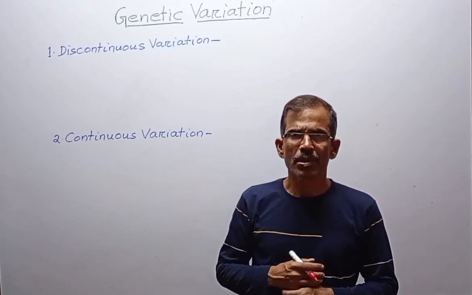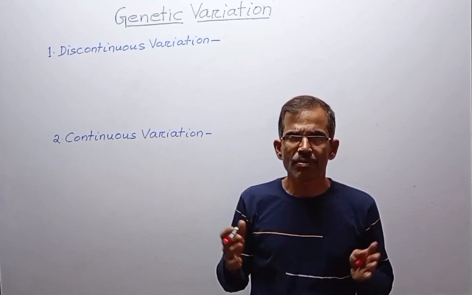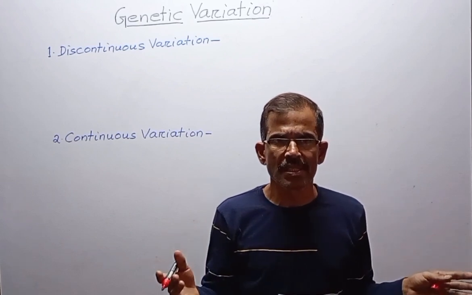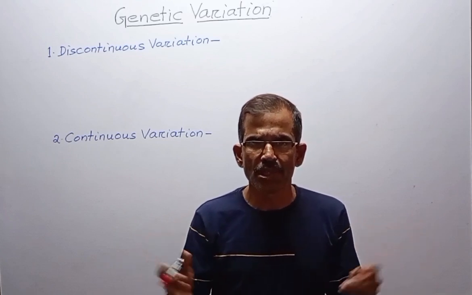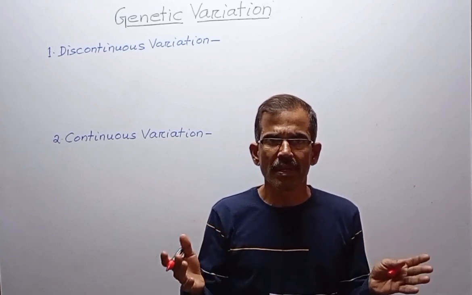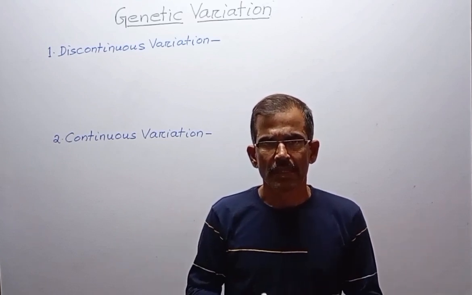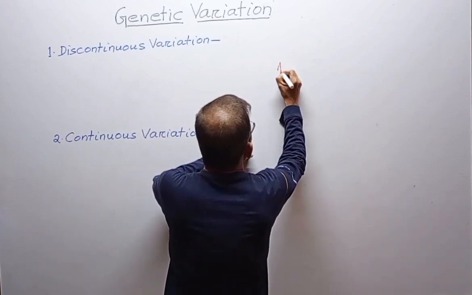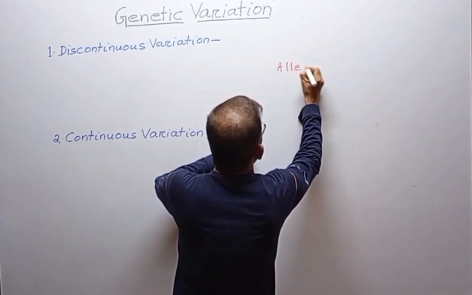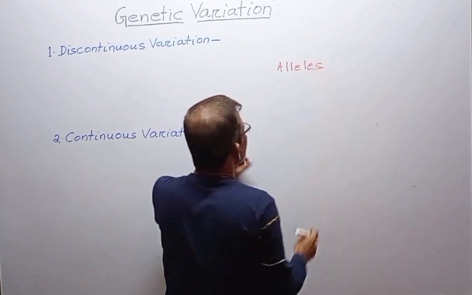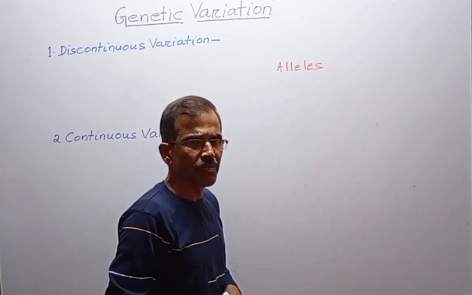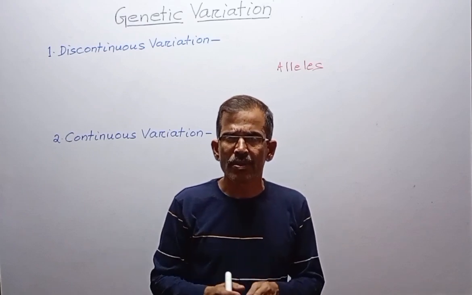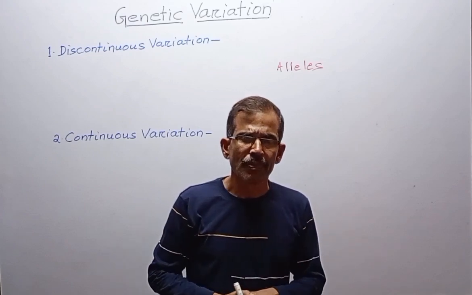Friends, today we shall discuss genetic variation. If all members of a species have the same set of genes, how can there be genetic variation? The answer is that genes have different contrasting forms called alleles. In a population, for any given gene, there can be from one to many different alleles.